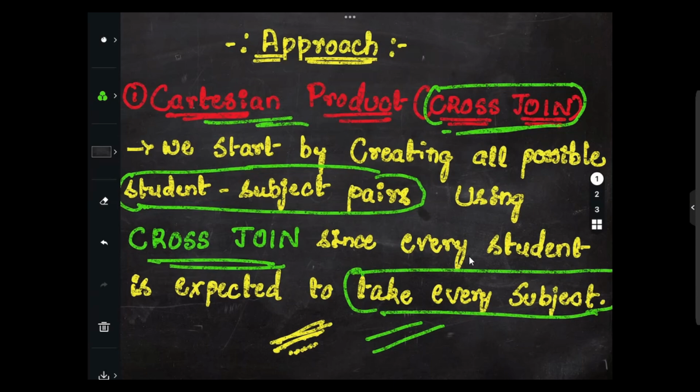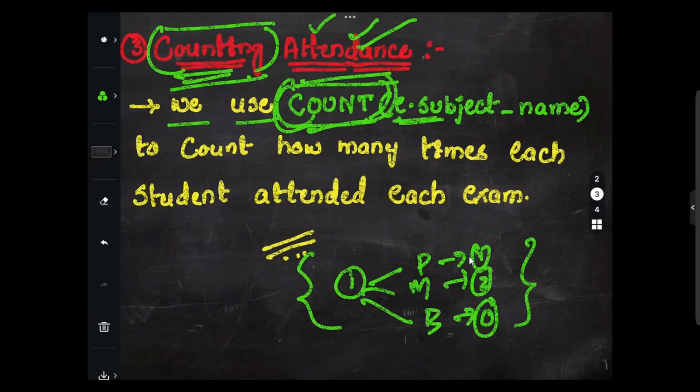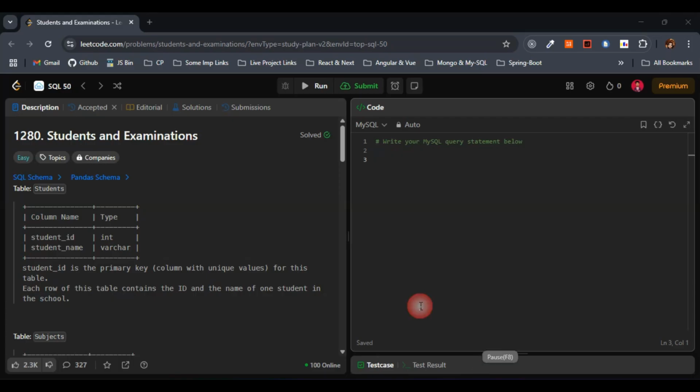First one, we'll be going with a cross join or the Cartesian product. Second one, left join with examinations. We know why we'll be making use of this; we have discussed this one itself. Finally, we will count the attendance, right? So I hope the approach is completely clear. Now let's start writing the query.